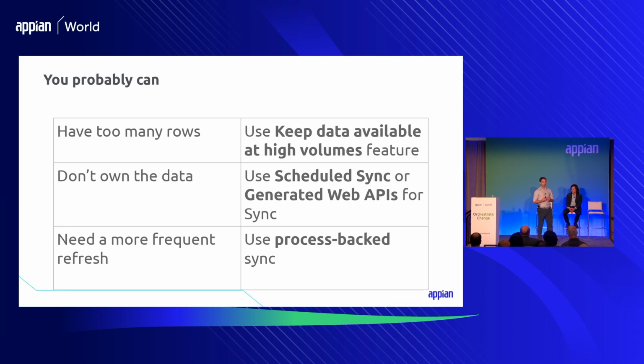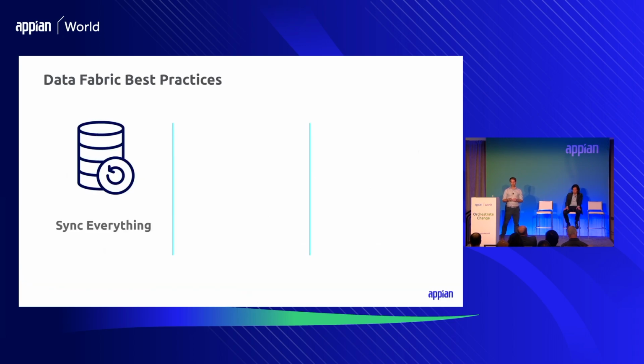Maybe you need a more frequent refresh. We had this issue actually at Axiom, where they had data in an external system. It was only available over web API, but they wanted it to be refreshed every 4 hours. Well, you still have the entire Appian platform available to you. You can create a process that syncs more frequently. So we had a process that synced, I think it was every 4 hours. That's correct. Yeah. So, sync everything. Everyone get that one? Yeah? All right, next best practice.